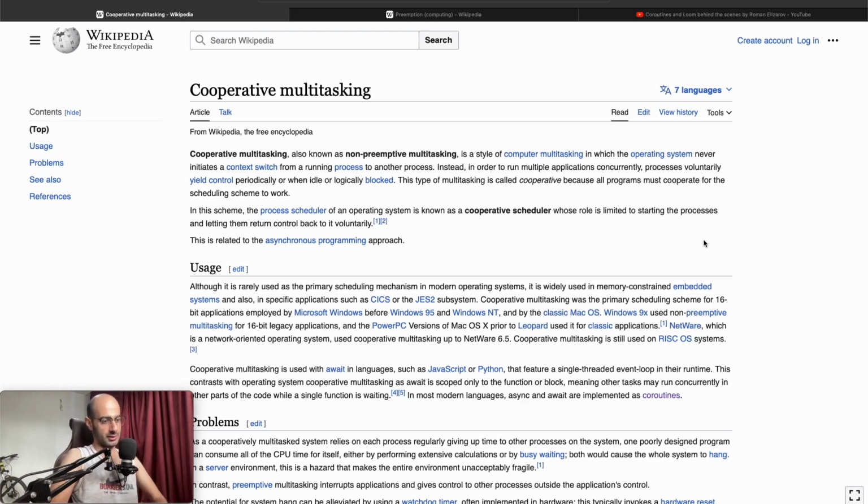For talking about this topic, first of all, we must be familiar with a paradigm in computer programming: cooperative multitasking versus preemptive multitasking. Cooperative multitasking is a style of computer multitasking in which the operating system never initiates a context switch from a running process to another process. Instead, the application itself hands control to another process. This is a voluntary leave that a program may do.